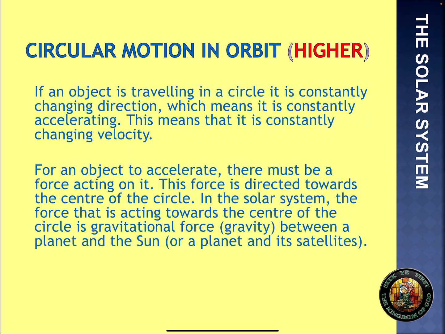Now, you need to know about circular motion in orbit. If an object is travelling in a circle, it is constantly changing direction. This means it is constantly accelerating, which means it is constantly changing velocity. For an object to accelerate, there must be a force acting on it. This force is directed towards the centre of the circle. In the solar system, the force acting towards the centre of the circle is a gravitational force between the planet and the sun.